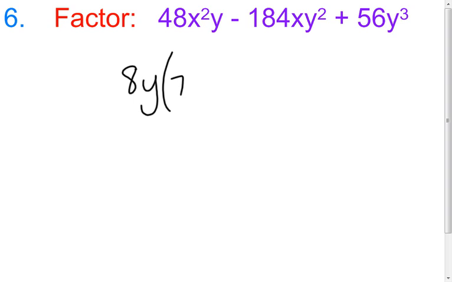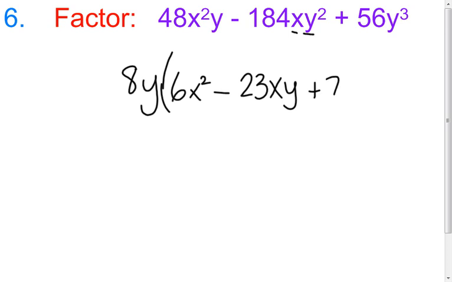8y times 6x squared. 6 times 8 is 48. Gives me 48x squared y. 8y, 8 times 23 is 184. I did not pull any x's out, but I pulled one y out already. So I need an x and I need a y right there. And then 8 times 7 gives me 56. I had y cubed, I pulled one out, so I only have y squared left.